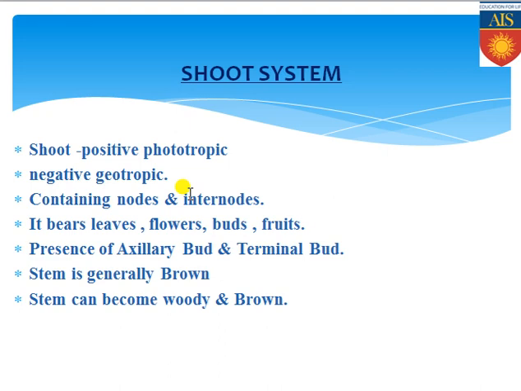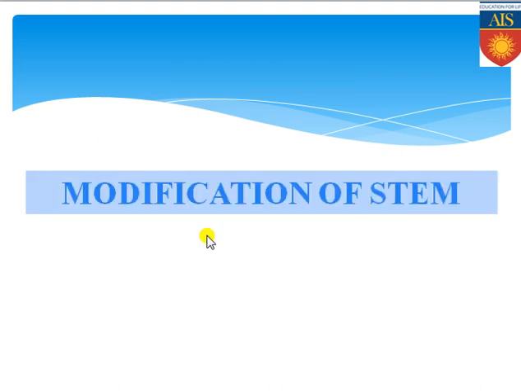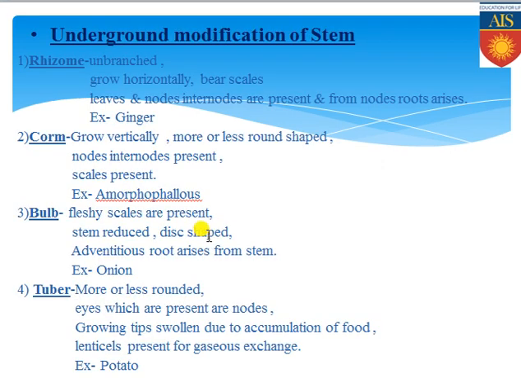Stem is generally brown in color if it is woody, and if it is not woody, at that time it is green in color if it is in the fresh condition. Now we will be discussing the modification of the stem. Let's see the modifications that can be found in the stem.